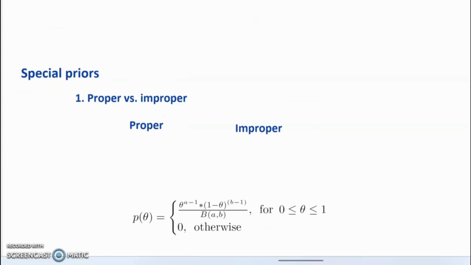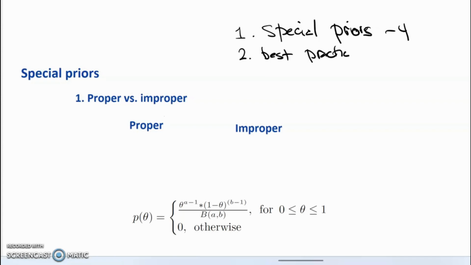So in this video, I want to go over two topics, and the first is titled Special Priors, which is just some additional vocabulary surrounding priors. I'm going to talk about 4 different types of special priors, and then best practices for selecting a prior. First special prior I want to talk about is this distinction between proper versus improper prior.